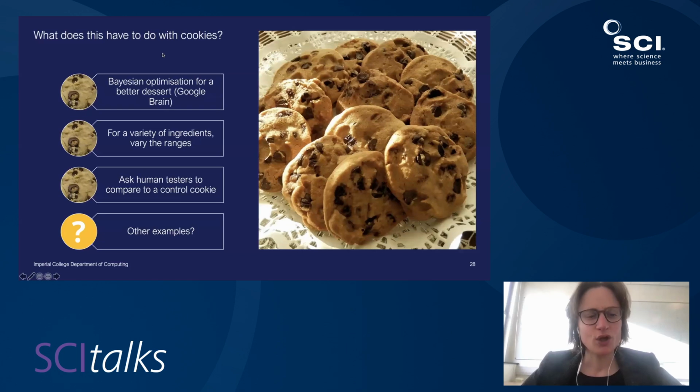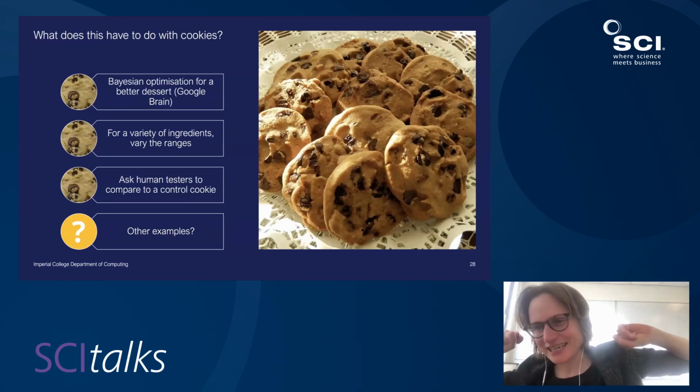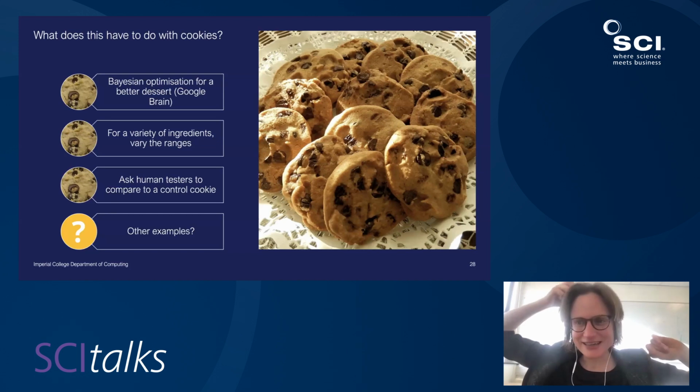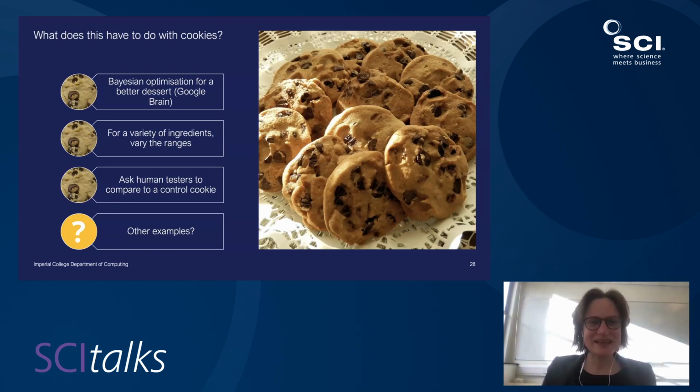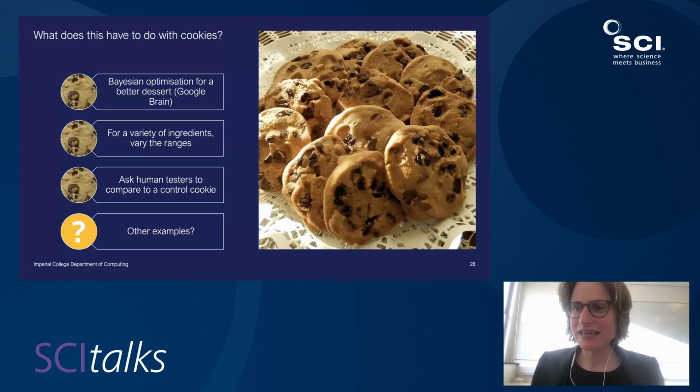Okay, so chemistry and cooking. Not good at chemistry, not good at cooking. But basically, one of my favorite papers is out of Google Brain, and it's called Bayesian Optimization for a Better Dessert.